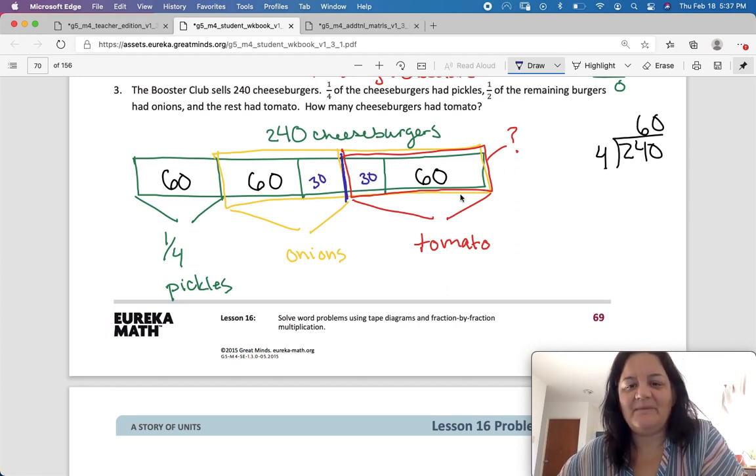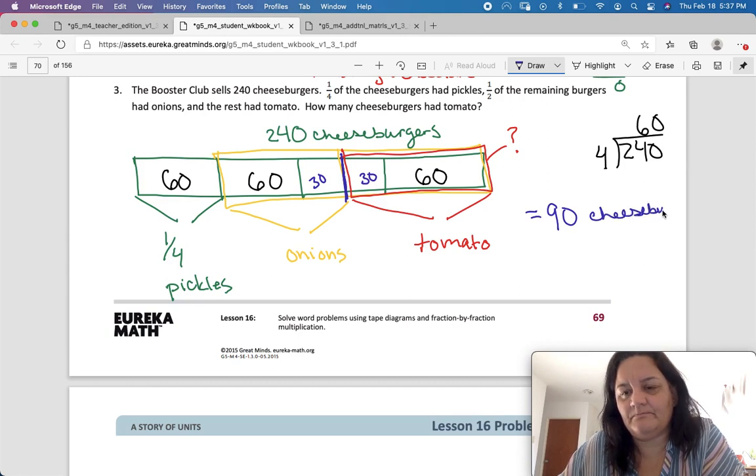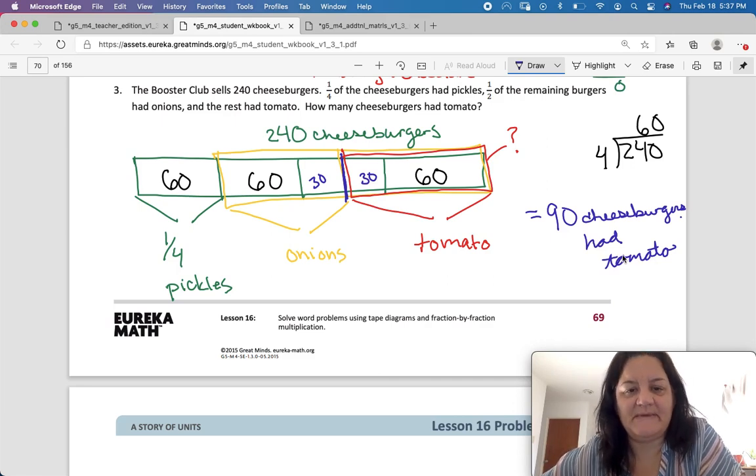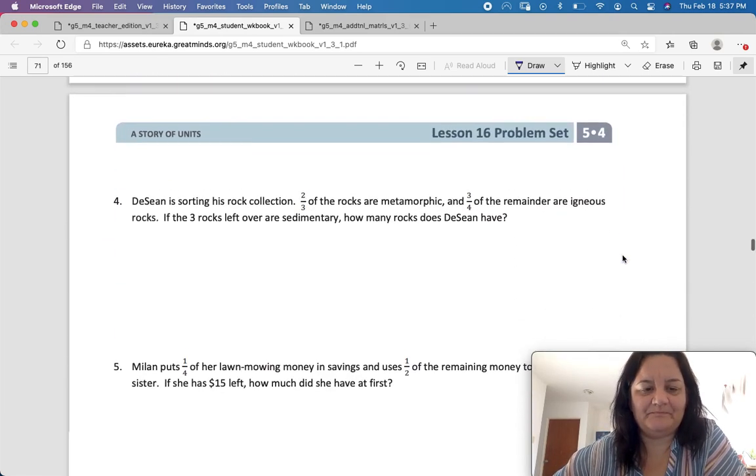Okay, so how many were tomato? 90 cheeseburgers. Of course it erased. 90 burgers had tomato. Cool. There's my answer. Number 4.